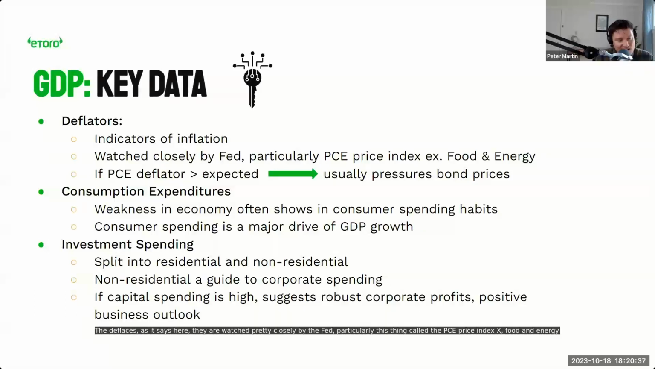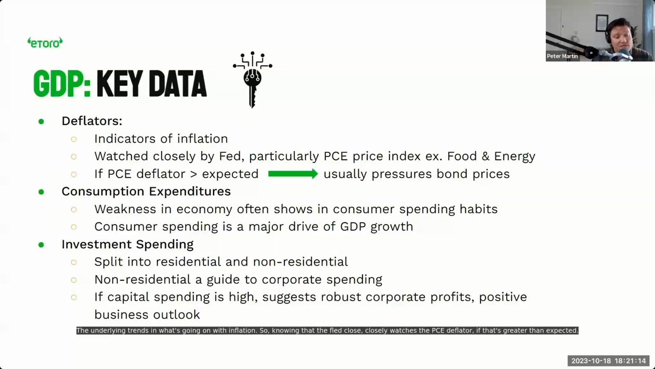The deflators, as it says here, are watched pretty closely by the Fed, particularly this thing called the PCE price index ex food and energy. So that's the personal consumption expenditure, i.e. consumer spending, price index, excluding food and energy prices. Why do we strip out food and energy prices? Well, food and energy prices are pretty volatile, so they don't necessarily tell you too much about long-term trends. They can just whip around, so we can look at the core changes, the underlying trends in what's going on with inflation.